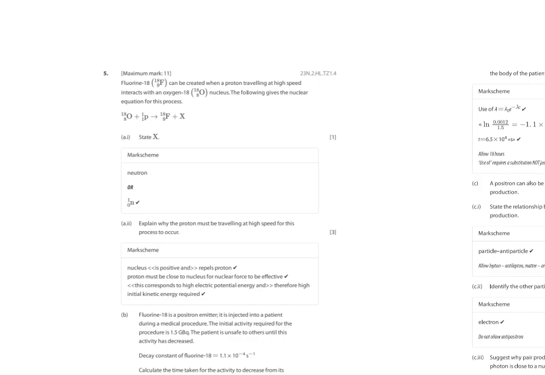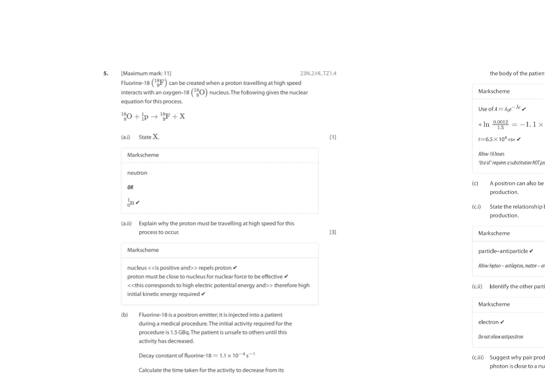Okay, that was number 4, and we're pushing up on 15 minutes, but we can probably squeeze in 5. Number 5 says that you're going to get fluorine 18 when a proton at high speed interacts with oxygen 18, and it gives the process: oxygen 18 plus a proton yields fluorine 18 plus X. What is X?